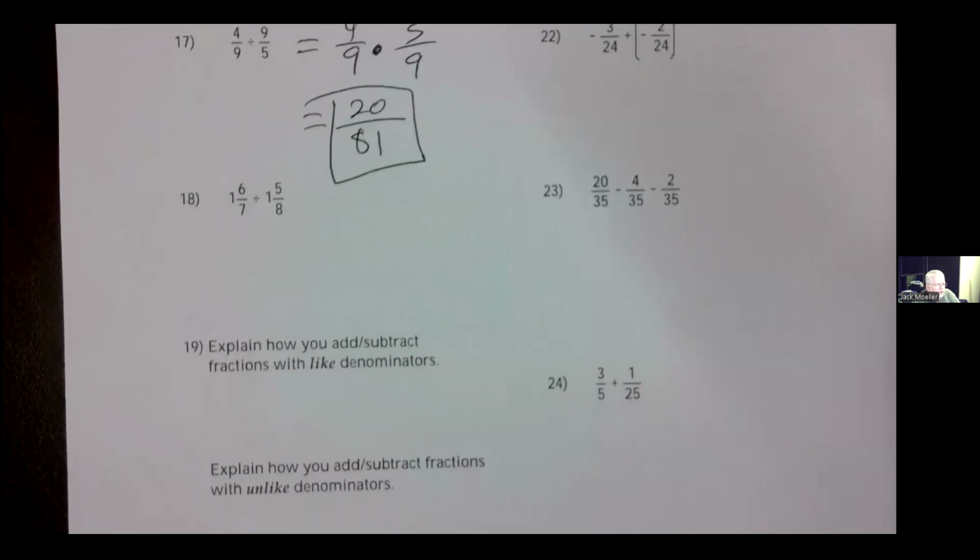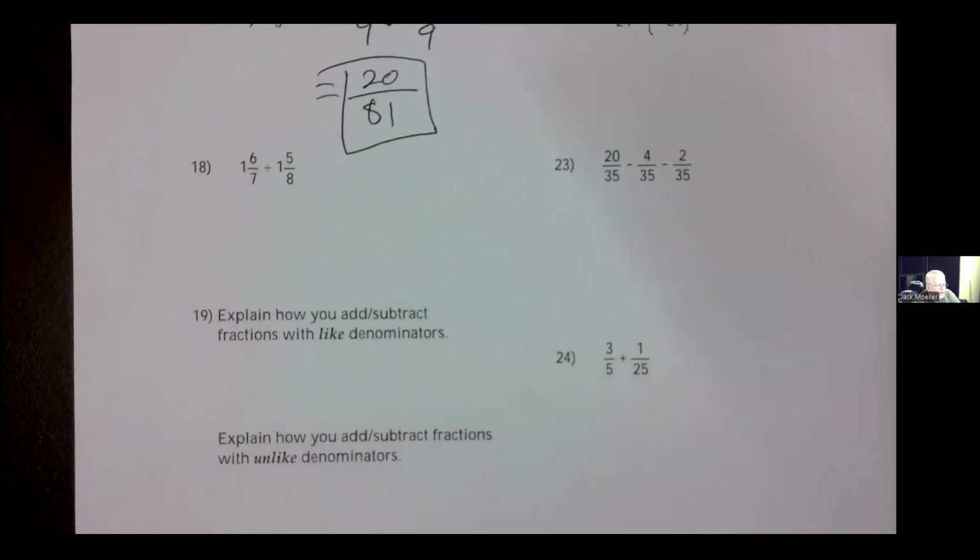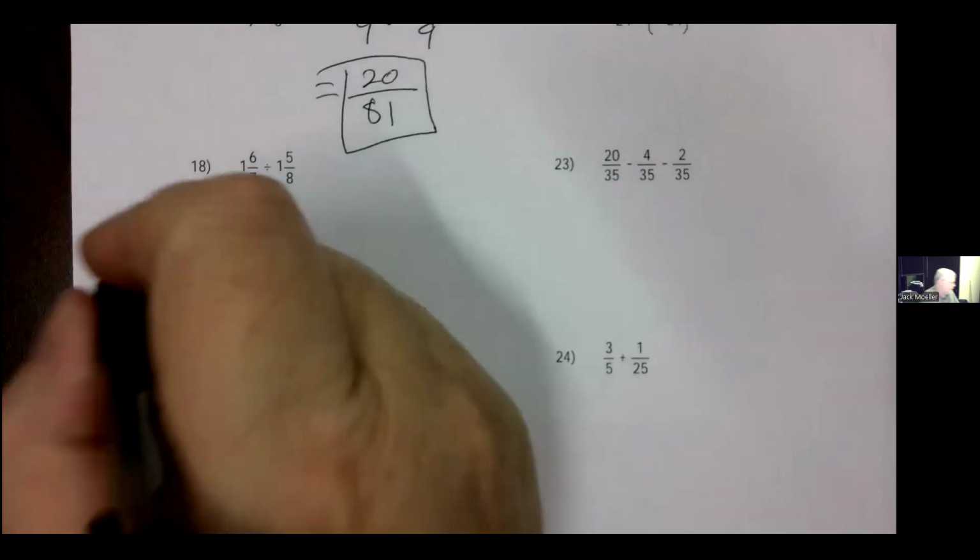So in the interest of time, I'm not going to go all the way through 18. I just want to talk you through how to set it up. So if we have 1 6/7 divided by 1 5/8, how do you do that division? So just like a multiply problem, convert it first.